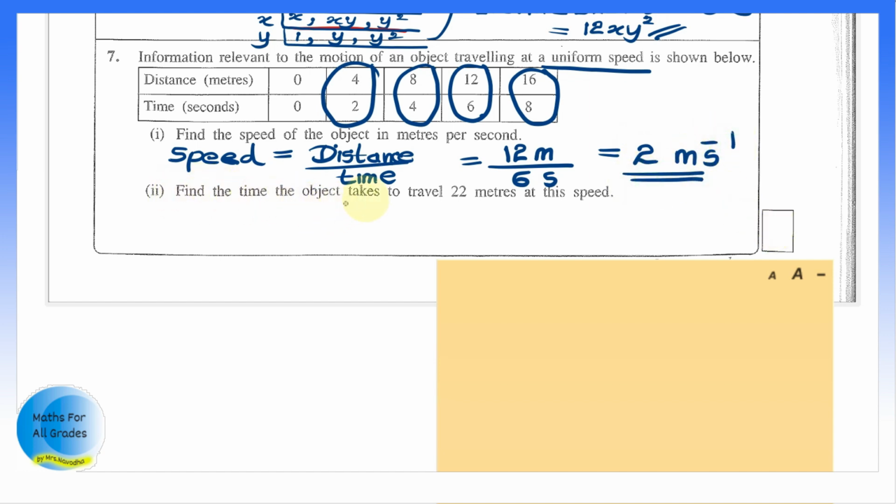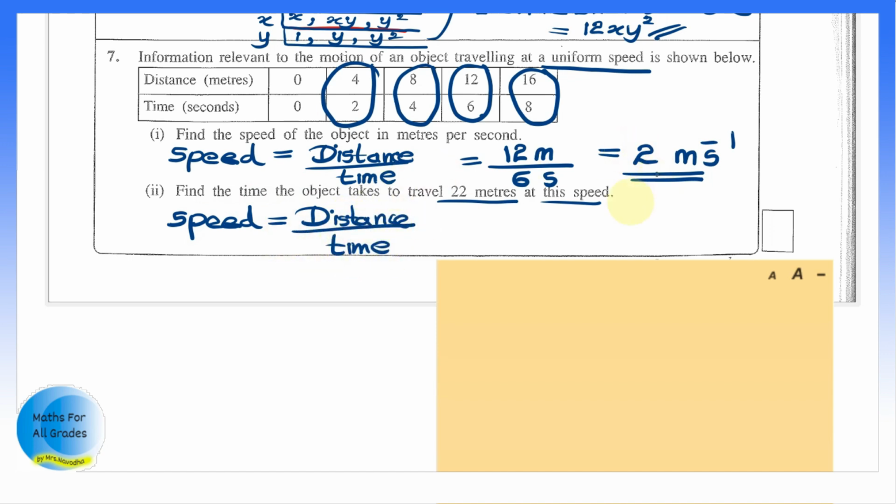Find the time the object takes to travel 22 meters at this speed. So we know the speed is 2 meters per second and the distance in this case is 22 meters. So you have to find out the time. We are using the same formula, speed equals distance over time.